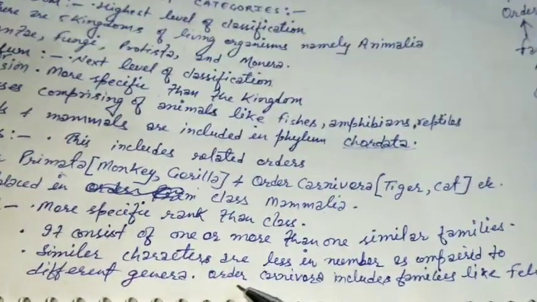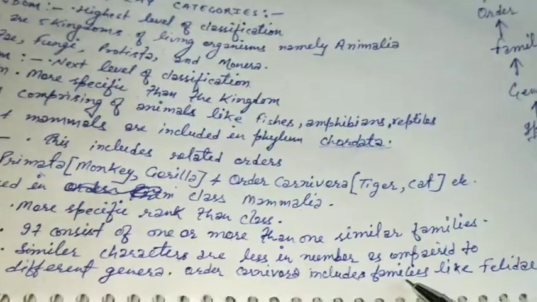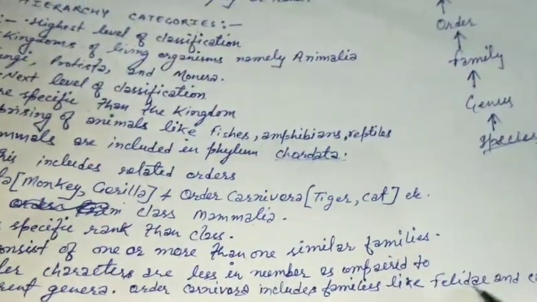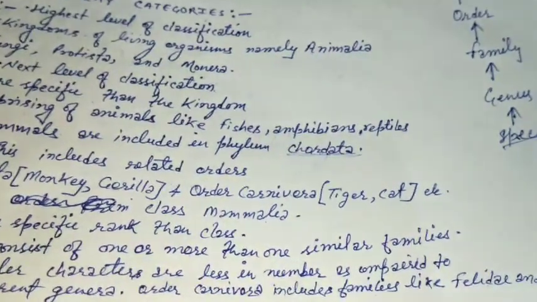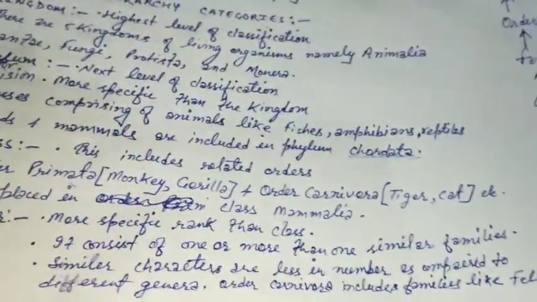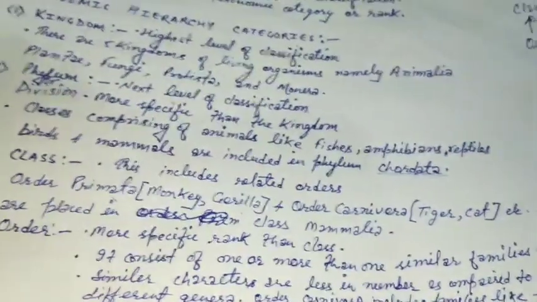For example, order Carnivora includes families like Felidae and Canidae. So this one is dog and cat families. Sorry.